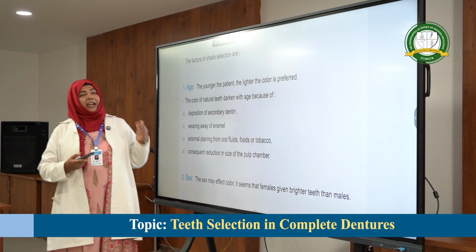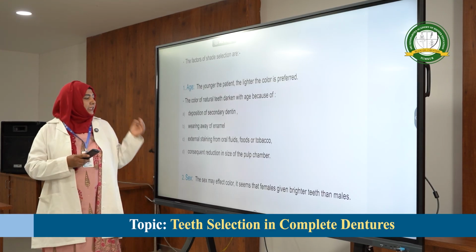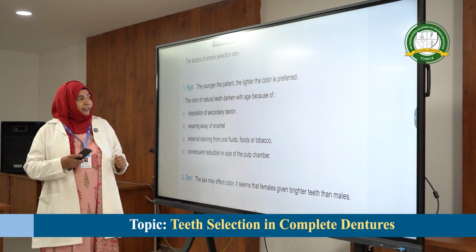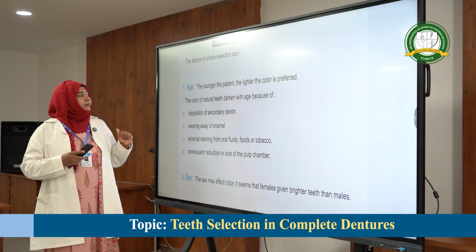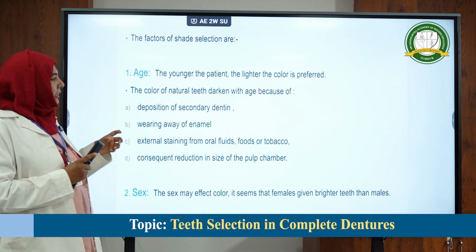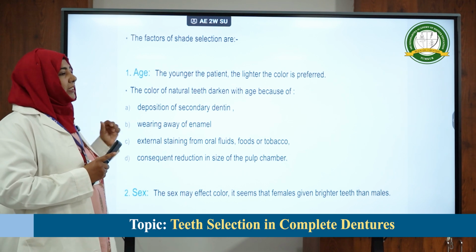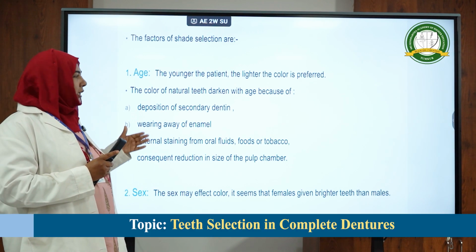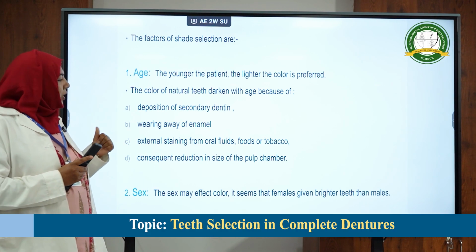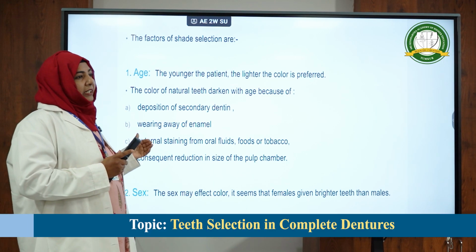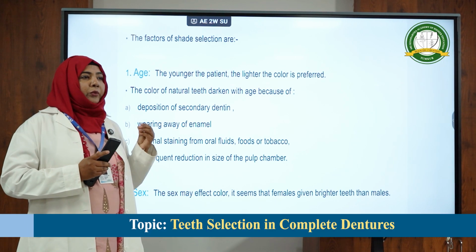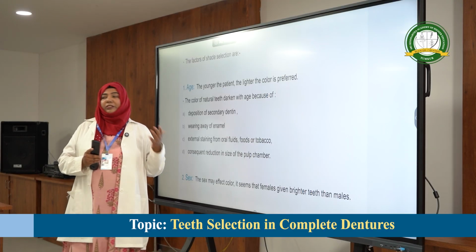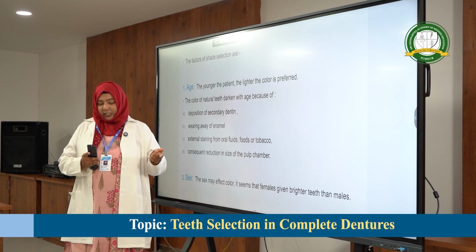We have a few factors to select the shade of the teeth, such as the age, the gender of the patient, the complexion of the patient and the patient preference. When you consider age as a factor, we give a lighter shade for the younger patient, whereas a darker shade for the older patient. As I explained, as age advances, there will be many changes. So we prefer a darker shade for the older patient. When we see gender as a factor, we have to give brighter teeth to the female patient compared to the male patient. As you all know, female patients are more aesthetically concerned.